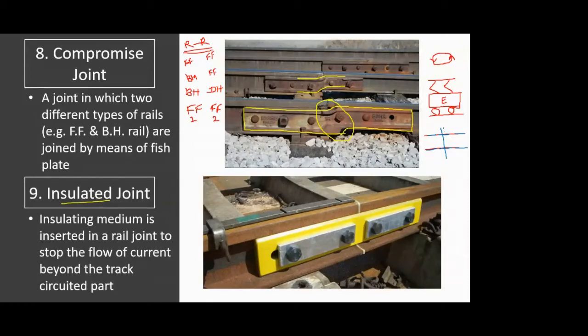So here, as we have to provide a discontinuity in the electricity circuit, whatever joints will be provided, those will be this insulated joint. So the insulating material, in this case this yellow part that you see, will prevent the electricity from flowing from this section to this section. Okay.